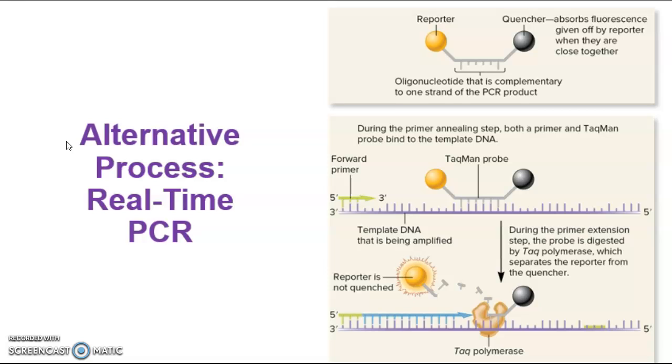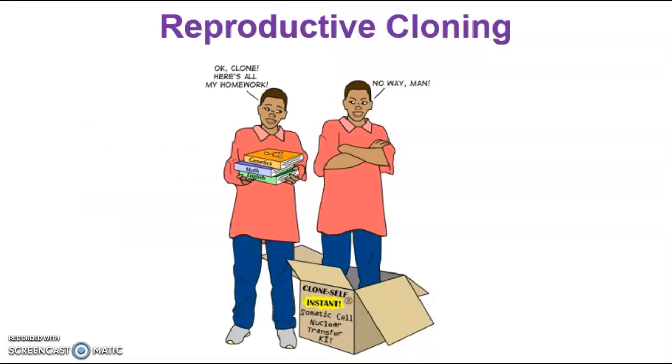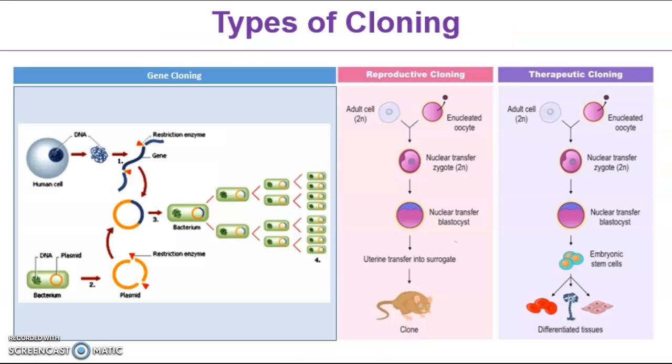But the thing to know here is that as it's cycling in real time, you're getting a readout as opposed to an end product with regular PCR. Then there's reproductive cloning, right? And when you think about cloning, people automatically start to think, no, this is bad because you're making copies of people, right? That's where we want to go. But there are different types of cloning.